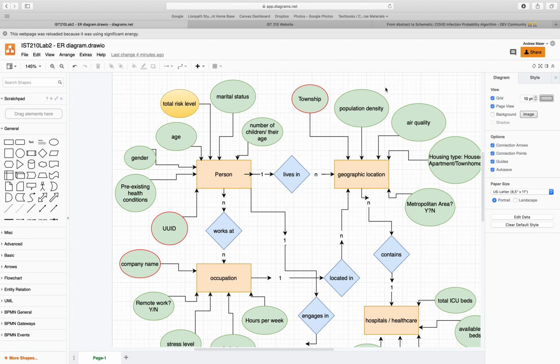All right, so let's take a look at our first entity here. We have person. You can see that the entities are highlighted in orange, the attributes are highlighted in green, and the relationships are highlighted in blue. You can see some of these attributes have a red highlight around them. Those attributes are what are called the primary key, and the primary key is a unique identifier for your entity. So it's an attribute that separates one entity from another entity.